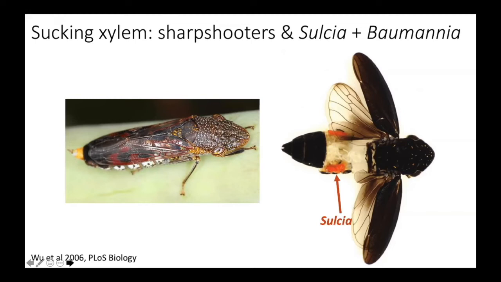One of these bacteria in the sharpshooter is called Sulcia, and it lives in that orange part of the special organ. It synthesizes 8 of the 10 essential amino acids for its sharpshooter host. What's really cool is that the second bacterium, called Baumannia, lives in that yellow part of the organ. It synthesizes not only a bunch of vitamins that the insect needs, but also the remaining 2 amino acids that Sulcia isn't making for the insect.